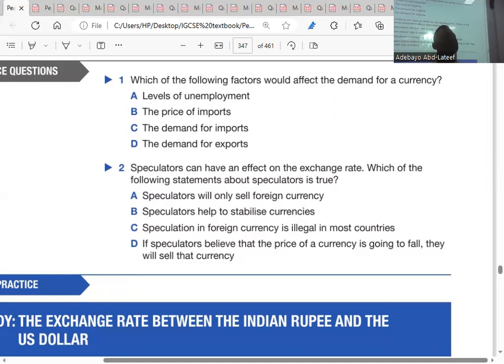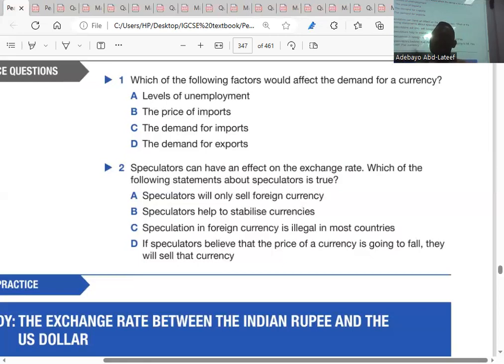I don't think so. Because if the currency falls, why do we call them speculators? We call them speculators because they want to make investment on either a falling price or a rising price. When we presume that prices will fall in the future, they sell now. When they feel that prices are going to rise in the future, they buy more now to be able to sell and make capital gain. So the question is saying speculators can have an effect on the exchange rate. Which of the following statements about speculators is true? Speculators will only sell foreign currency, which is not right.